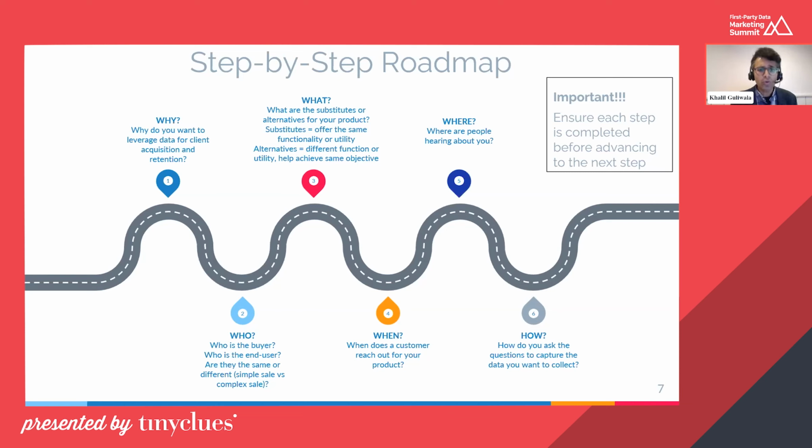Who is the buyer? Who is the end user? Are they same or different? For example, simple sale versus complex sale. Doctor example, the human's the buyer, the dog is the end user, right? If you're buying shoes for kids, the buyer is maybe the adult and the end user is a child. Who is it? Understanding that.